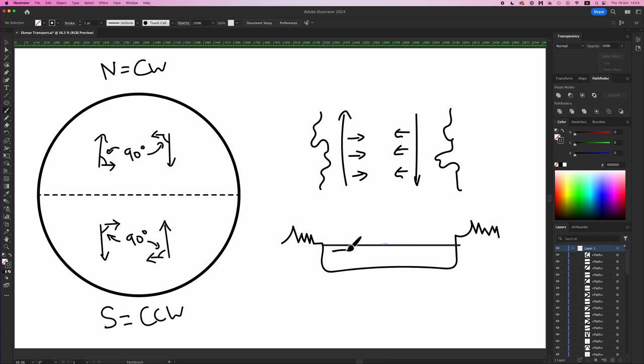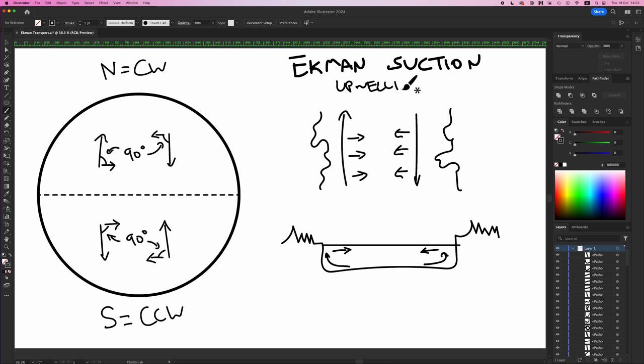So now we have a whole bunch of water moving away from the shores. And similar to before, it can't just vacate a space. Circulation occurs, so therefore necessarily a bunch of deep ocean water is going to be dragged up to fill in the gap. So this is a thing called Ekman suction, or again more commonly known as upwelling.